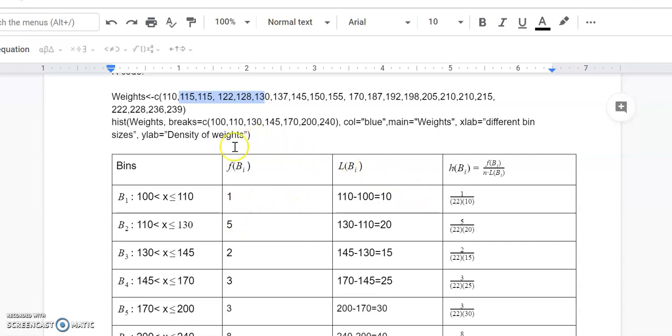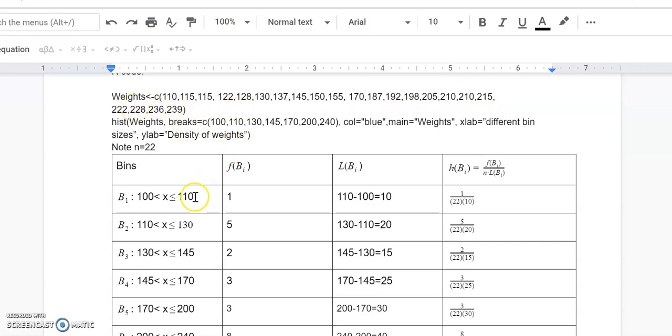The n value here, right here. So note n. That's the number of numbers in our weights vector. So if you count them 1, 2, 3, 4, 5, 6, 8, 9, 10, 11, 12, 13, 14, 15, 16, 17, 18, 19, 20, 21, 22.